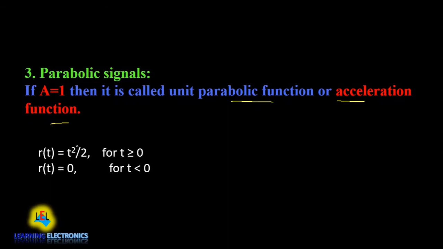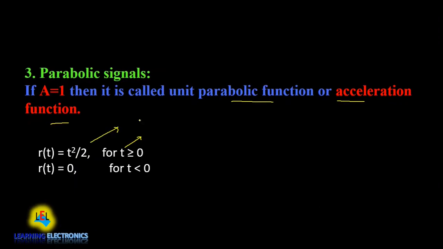Mathematically it is represented like this: r(t) is equal to t square by 2 for t greater than or equal to 0, and r(t) is equal to 0 for t smaller than 0. That means it will only exist for the time values which are greater than or equal to 0, and the signal will not exist for the time values smaller than 0. Okay. So when we put a equal to 1 in the previous equation, we get this type of equation of r(t), that is r(t) is equal to t square by 2.